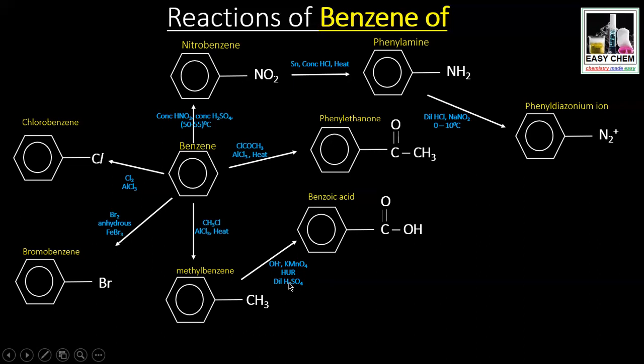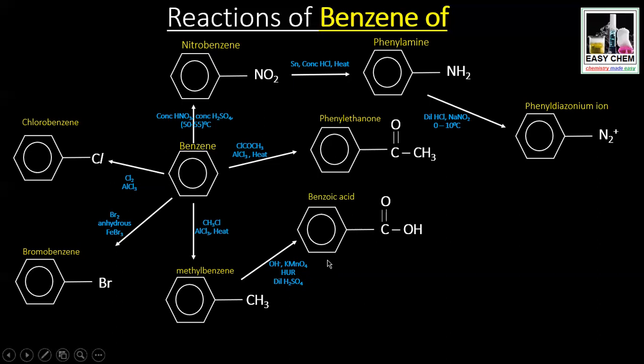Afterwards, we had to add some dilute sulfuric acid. You get benzoic acid. If we don't add dilute sulfuric acid, then we don't get the benzoic acid. If we add sodium hydroxide to this reaction to make it alkaline, then we will have a sodium salt of benzoic acid. To remove that sodium part, we add dilute sulfuric acid.